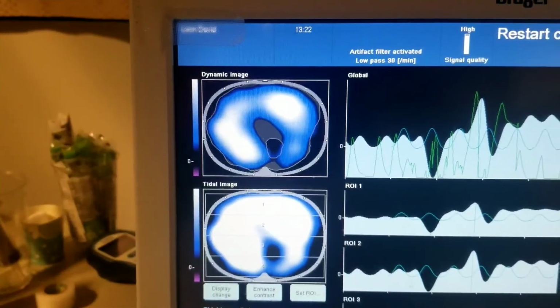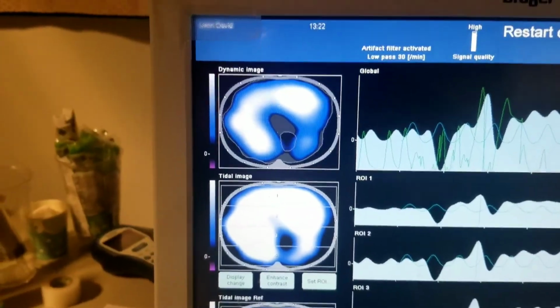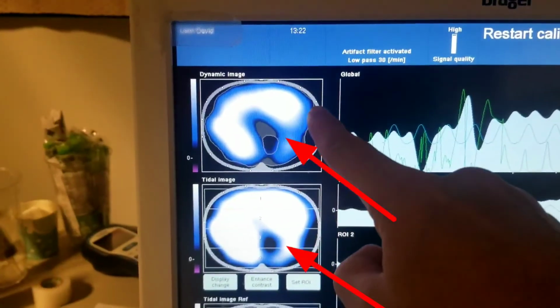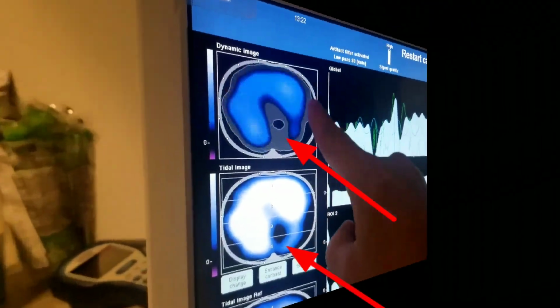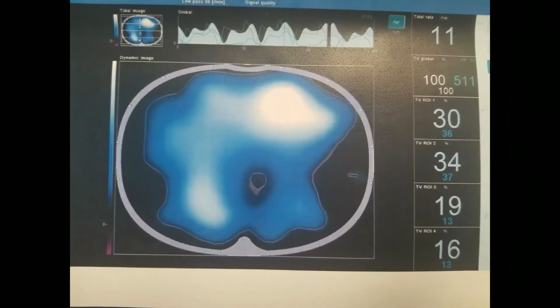And as you can see, that left dorsal region has completely opened up. Here's an image of the next day. So we see that the APRV was able to correct the left dorsal region. There was less over distension seen on the ventral areas.